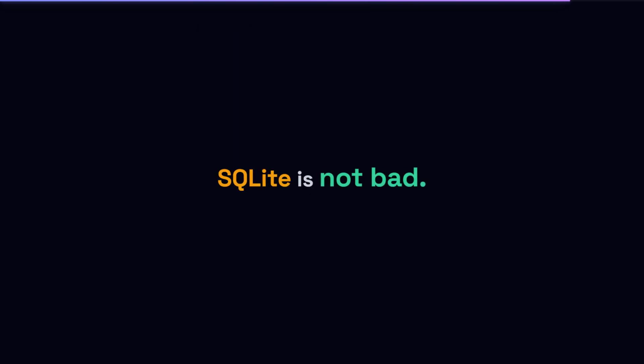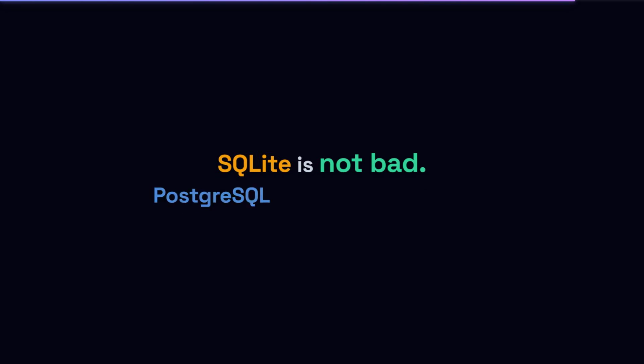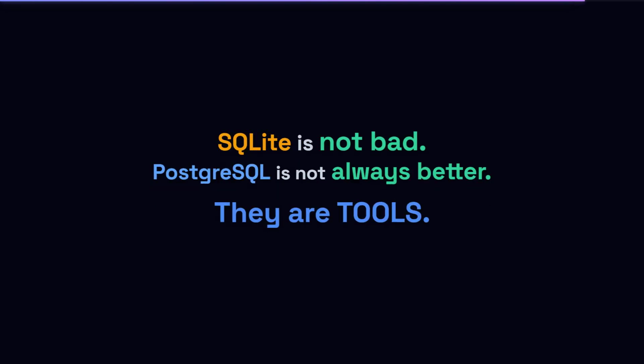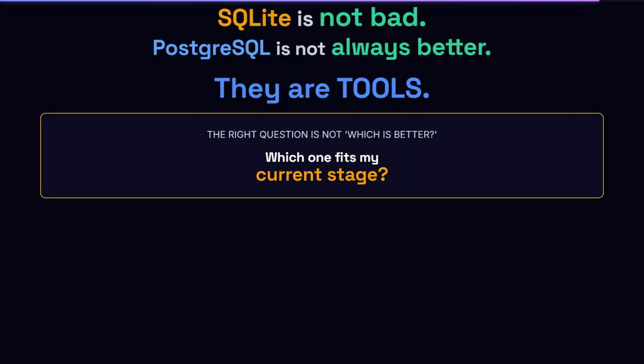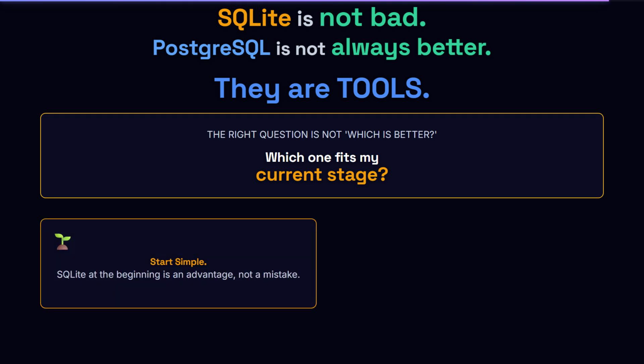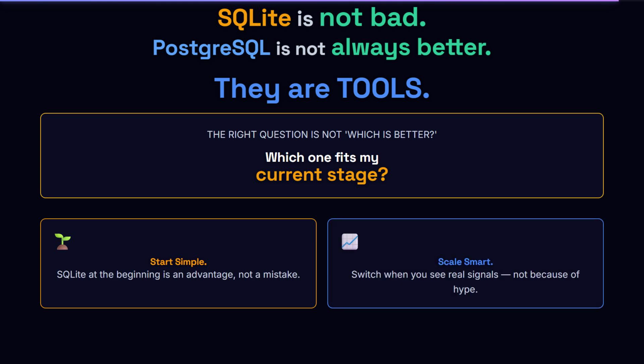SQLite is not bad. PostgreSQL is not always better. They solve different problems. And the real skill is knowing when to switch. Because good engineering is not about overcomplicating things. It's about making the right decision at the right time.